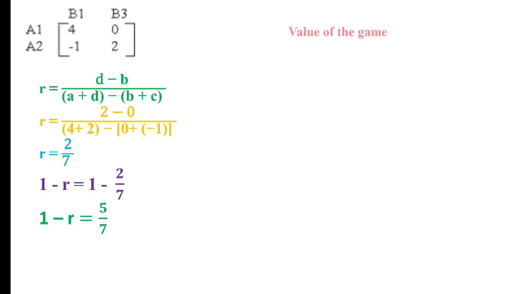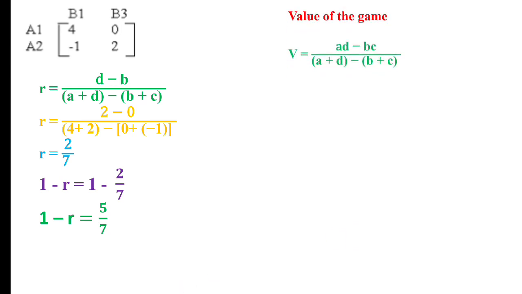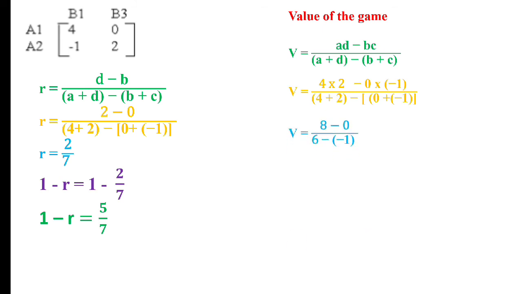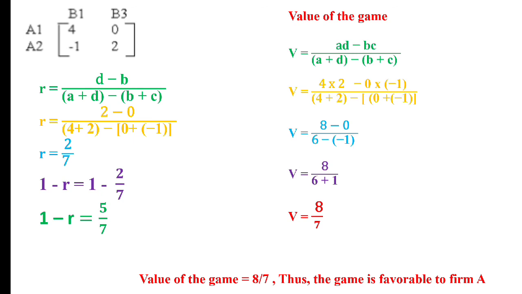Then the value of the game formula: (AD minus BC) divided by (A plus D minus B plus C). Then 4 into 2 minus 0 into minus 1, divided by 4 plus 2 minus 0 plus minus 1. 8 minus 0 divided by 6 minus of minus 6 plus 1, we will get 8 by 7. So here also the value of the game is 8 by 7. The game is favorable to A.